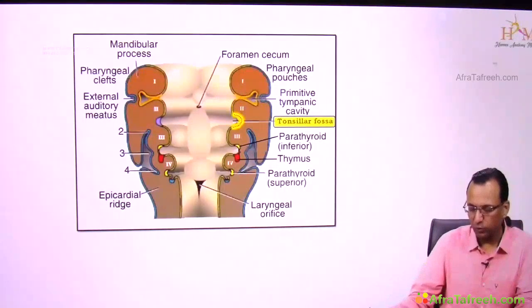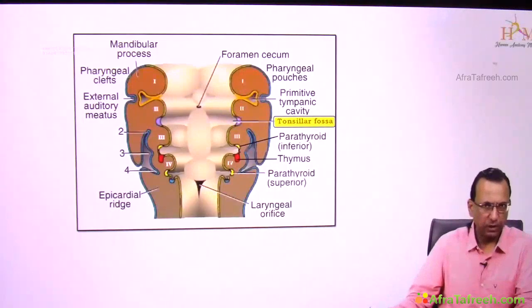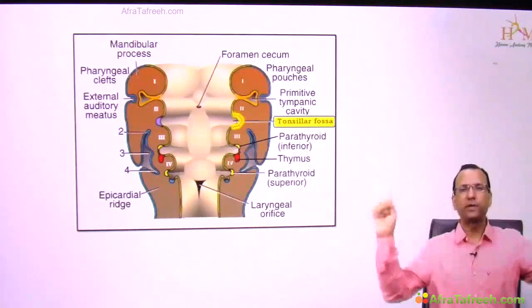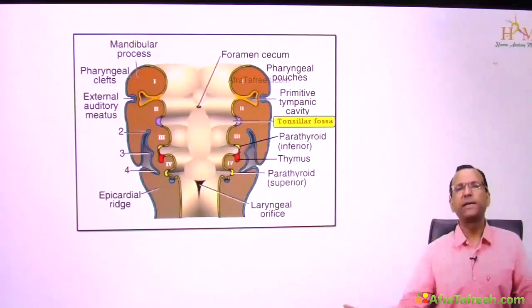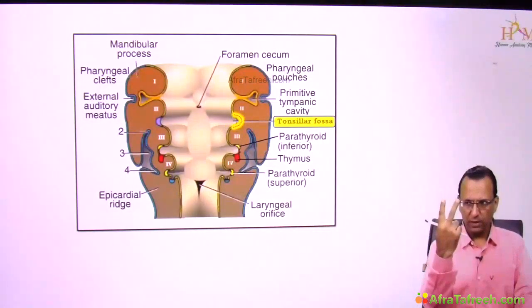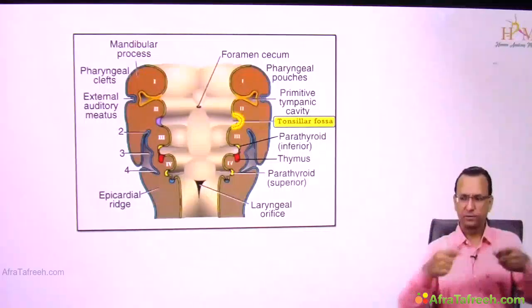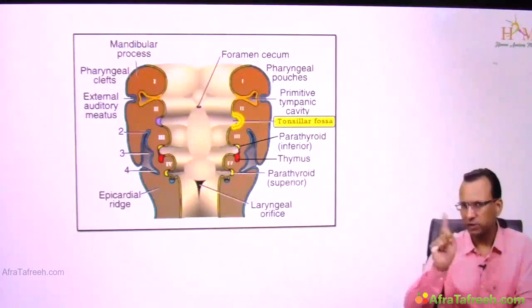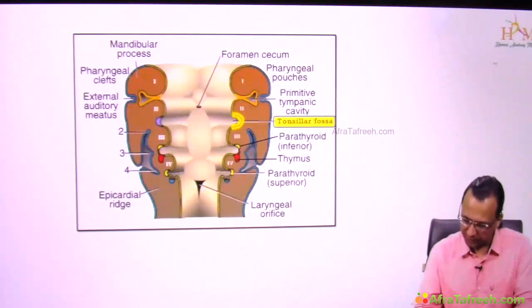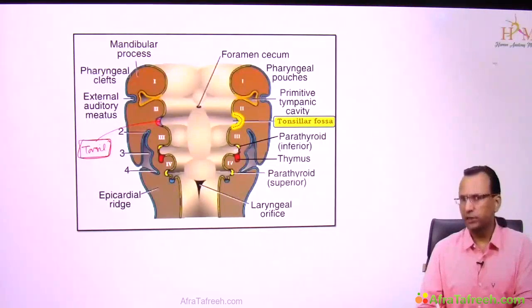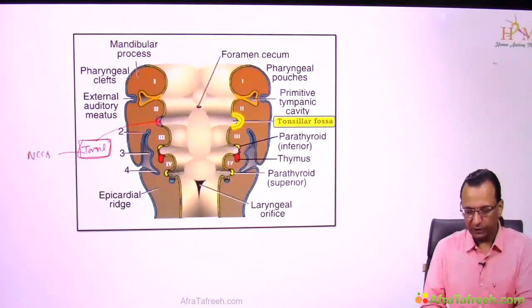What is pouch 2 doing? Pouch 2 has some endoderm forming the epithelium for the tonsil. The tonsil has tonsillar crypts lined by endodermal epithelium from pouch 2. If pharyngeal pouch 2 endoderm lines the tonsillar crypt, then where is the tonsil from? The tonsil is not from endoderm. It is from mesoderm, head and neck mesoderm, from neural crest cells.